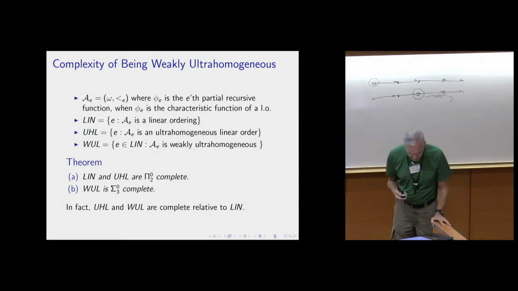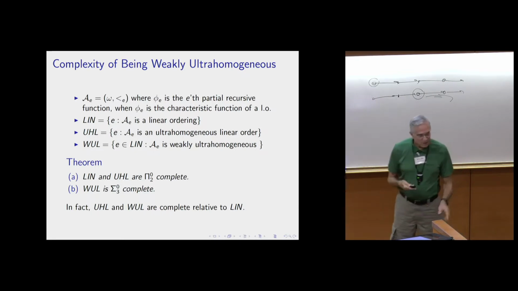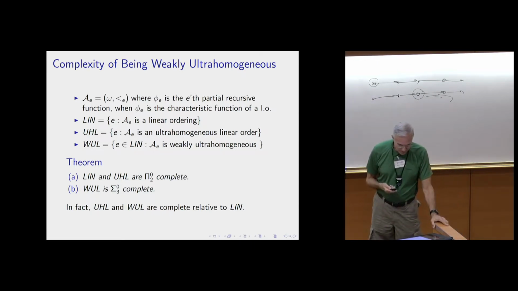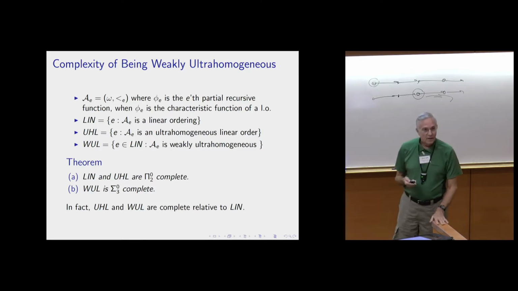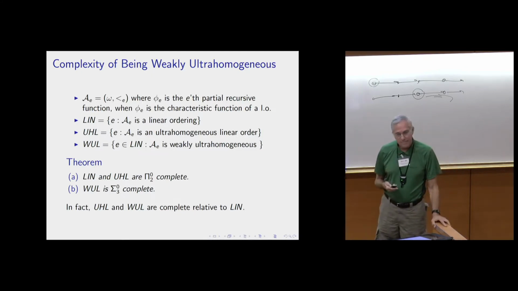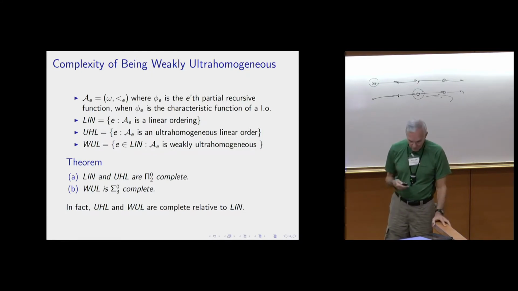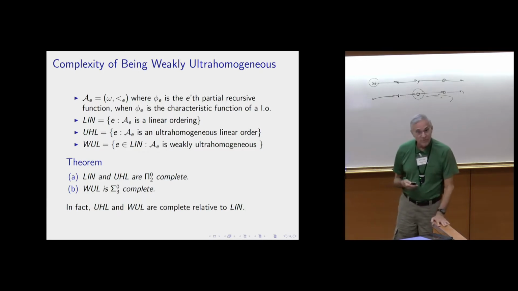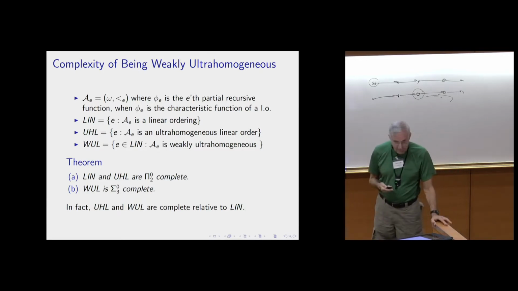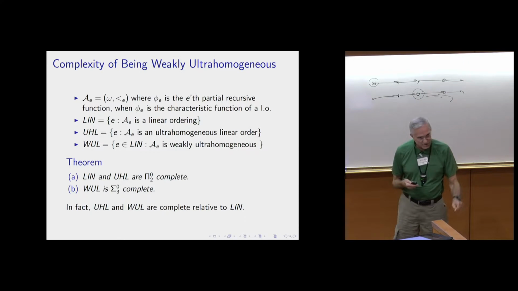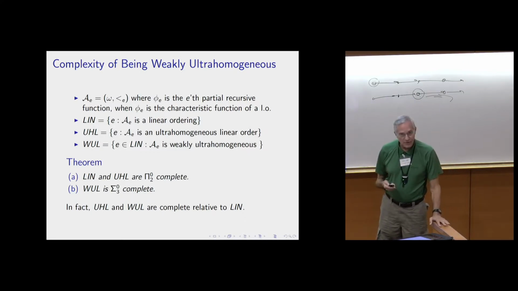Naturally, we couldn't resist thinking about index sets. What is the complexity of this notion? It's not too hard to show that being ultrahomogeneous for linear orderings would be a Pi^0_2 property. Being weakly ultrahomogeneous would then be a Sigma_3 property, because you're asking for the existence of these parameters. And you can demonstrate the completeness.